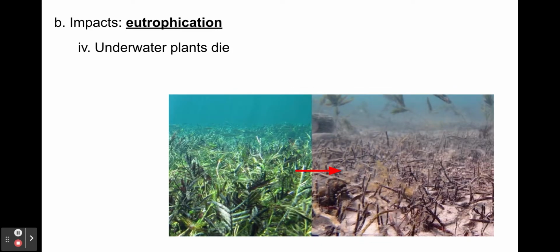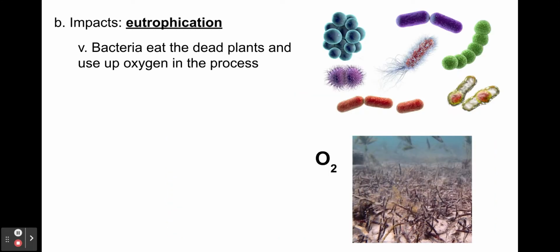Step 4, underwater plants die. Because what do plants need? Light. So when these plants are covered up by a thick algae mat and they're deprived of light, they're going to die. This is a bed of underwater grasses that are actually really important to the health of many coastal ecosystems.